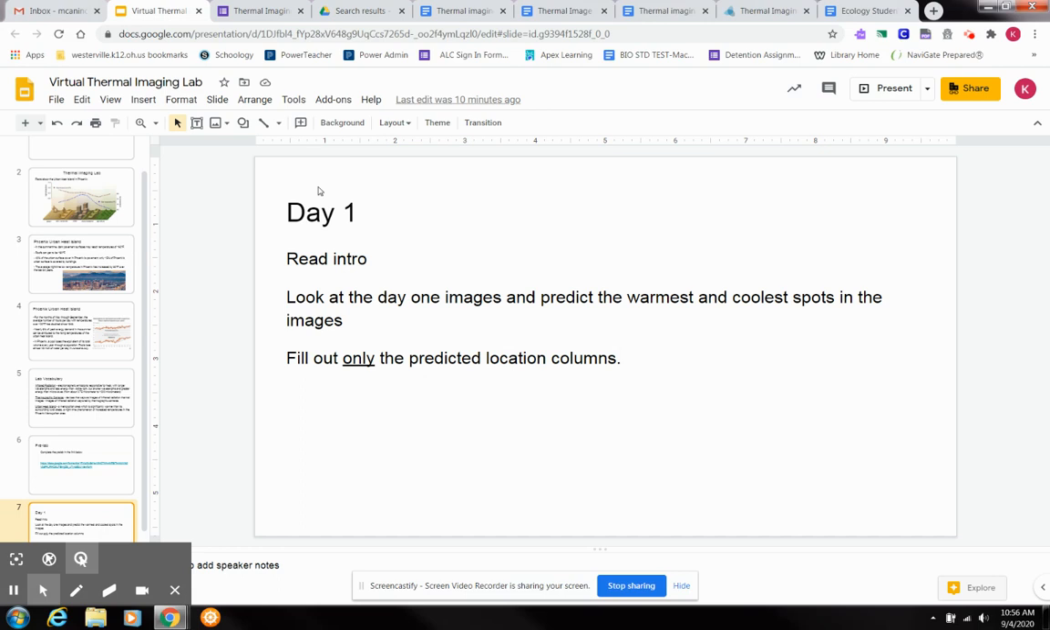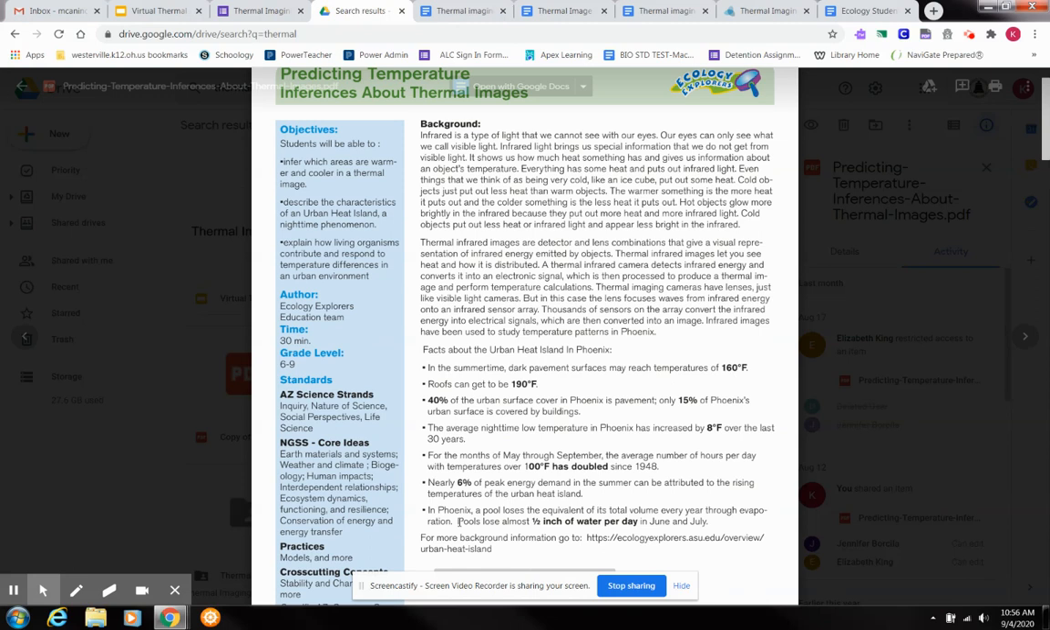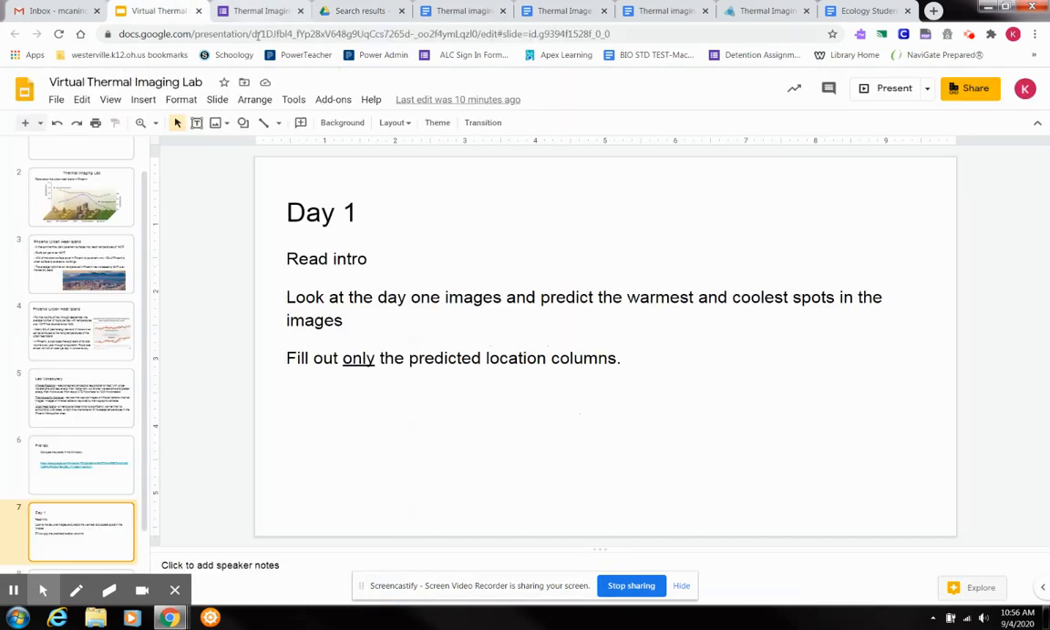Then you're going to go down this next slide, read the intro. Well, this is your intro, okay? You're going to read through this. I've already put some of this information in the lecture that you should have already watched about that slideshow, but make sure that you go ahead and read back through this again. It's only this one page. After that, you're going to look at the day 1 images and predict the warmest and coolest spots on the image.